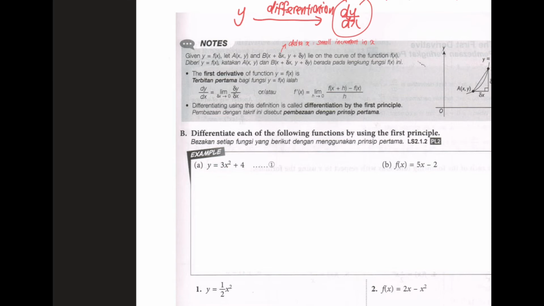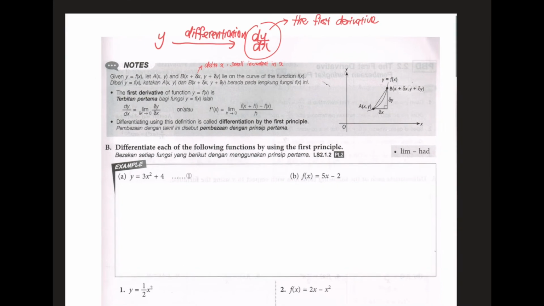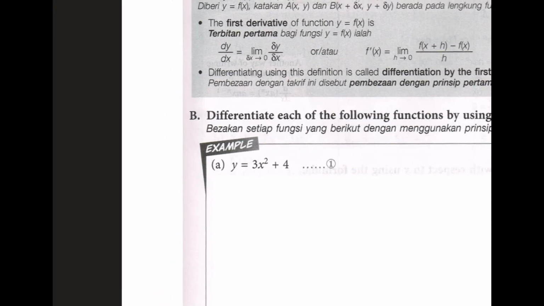Okay, increase a little bit, as in the diagram shown here. You have x, y, and you want to increase a little bit, so the x becomes x plus delta x, the y becomes y plus delta y. So we will do it like this. The y on the left becomes y plus delta y. The x becomes (x plus delta x) squared, plus 4.